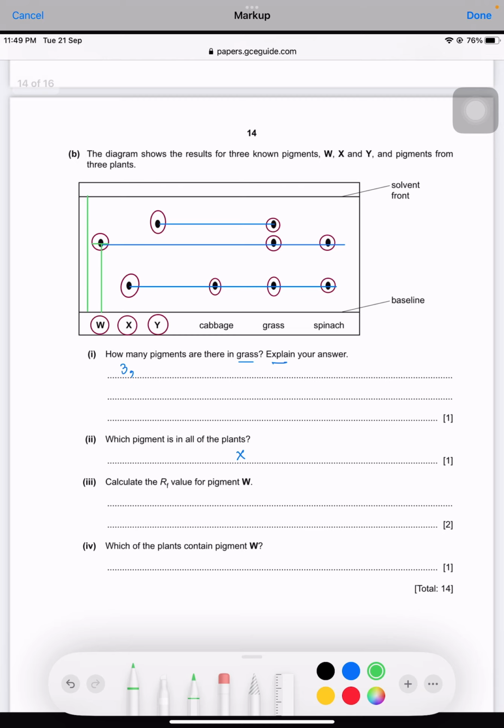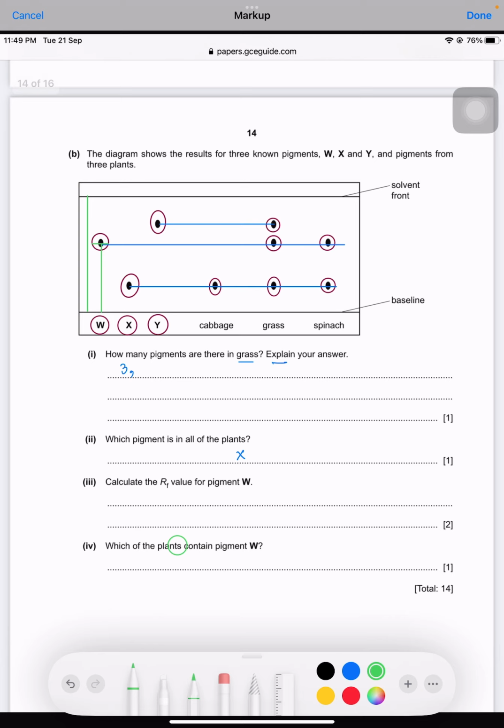Which of the plants contains pigment W? So W is present in which of the plants? Look, they are writing plants, so you have to mention both of the plants. Sometimes students write grass is containing W. No doubt grass is containing W, but the examiner is asking which of the plants. So you should say grass and spinach both contain W.